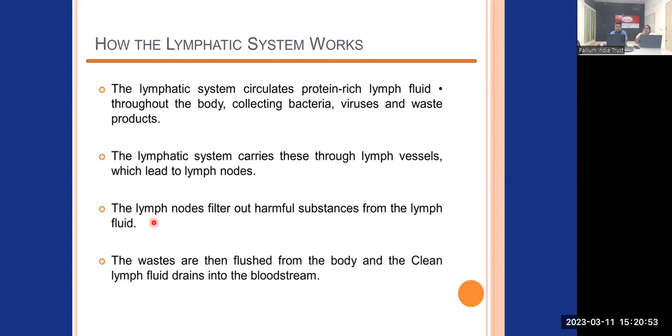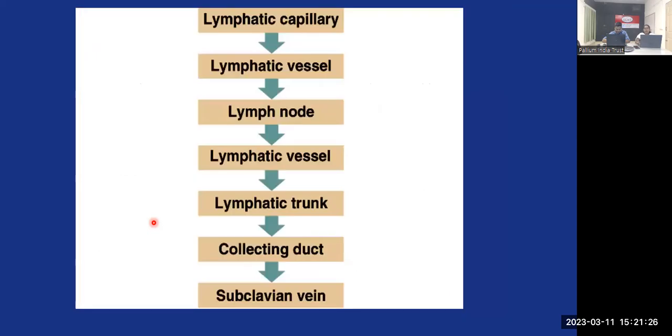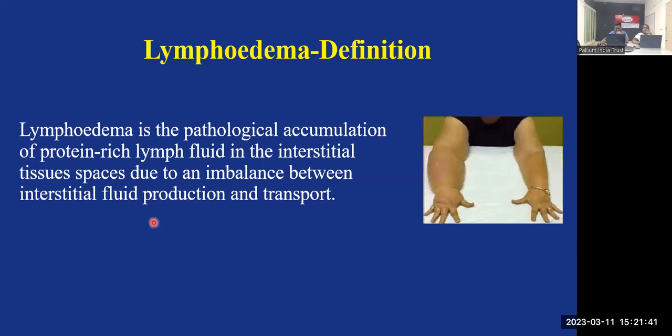The lymphatic capillaries will drain the fluid into the lymphatic vessel. From the lymphatic vessel, it goes to the lymph node. In the lymph node, it will try to filter out the harmful substances. There is a filtration happening. Okay, so the lymph node will filter out the harmful substances from the lymphatic fluid. Then it goes to the lymphatic vessels, collecting through the subclavian. Finally, it goes to the subclavian vein. So this is how the lymphatic system works. I hope your doubt is clear.